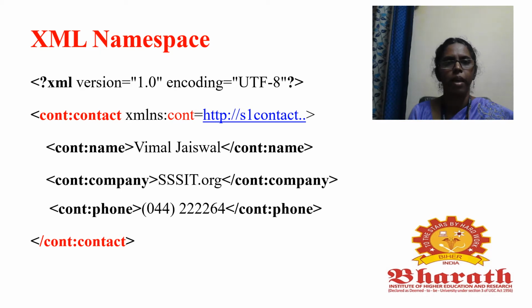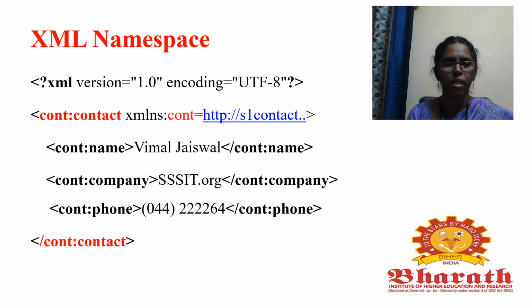So this is an example of XML namespace. This is a part of the XML coding. So XML version 1.0 encoding UTF-8. Then in the second line xmlns. So xmlns is cont, contact information. That contact information specifies this URL, http://s1/contact. From this we are defining one tag, that is defining one element, contact. Then hereafter we are referring directly to the namespace cont.